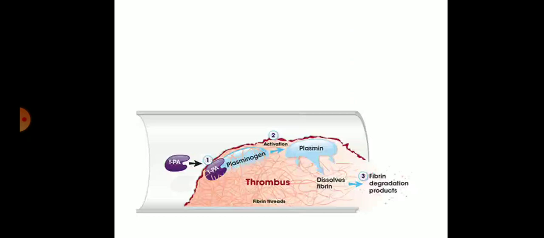If you see this, there is a thrombus present within the blood vessel. You can see the plasminogen, which is an inactive form. In our body, the endogenous tissue plasminogen activator is available, which can bind to the plasminogen bound or entrapped in the thrombus and convert it into plasmin. And the plasmin can dissolve the thrombus and recanalize that blood vessel.